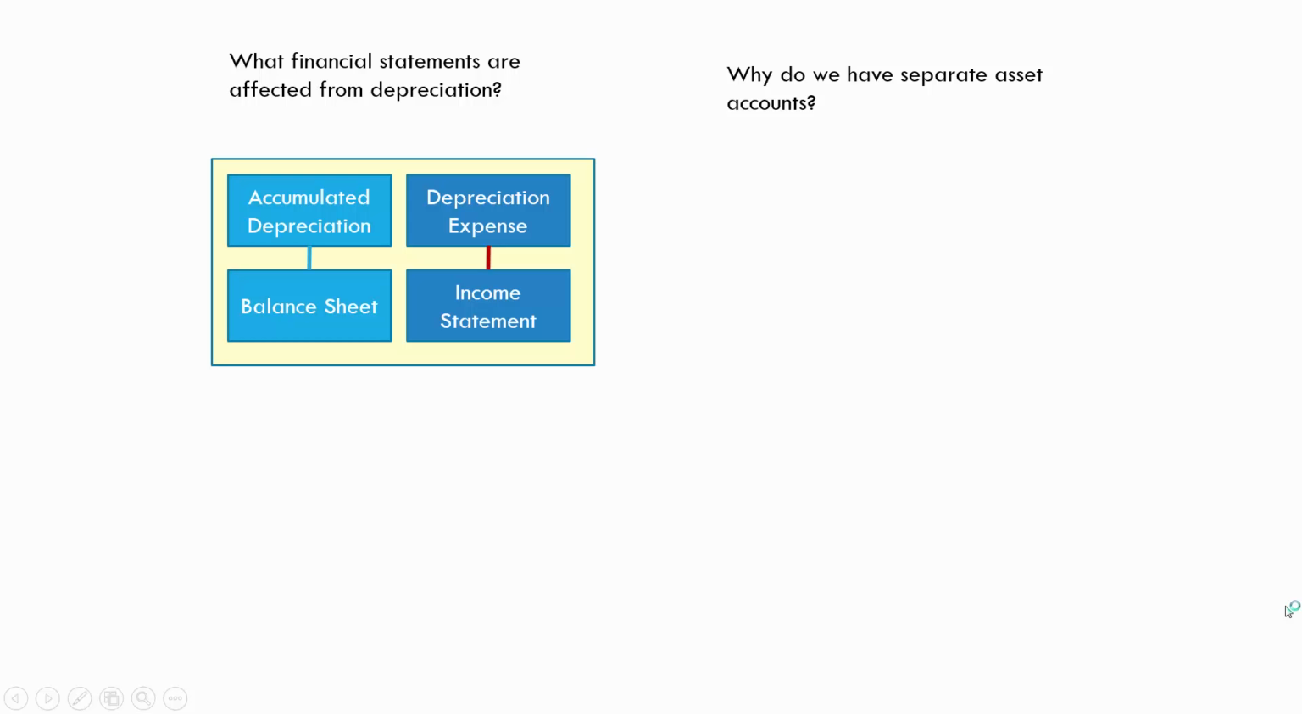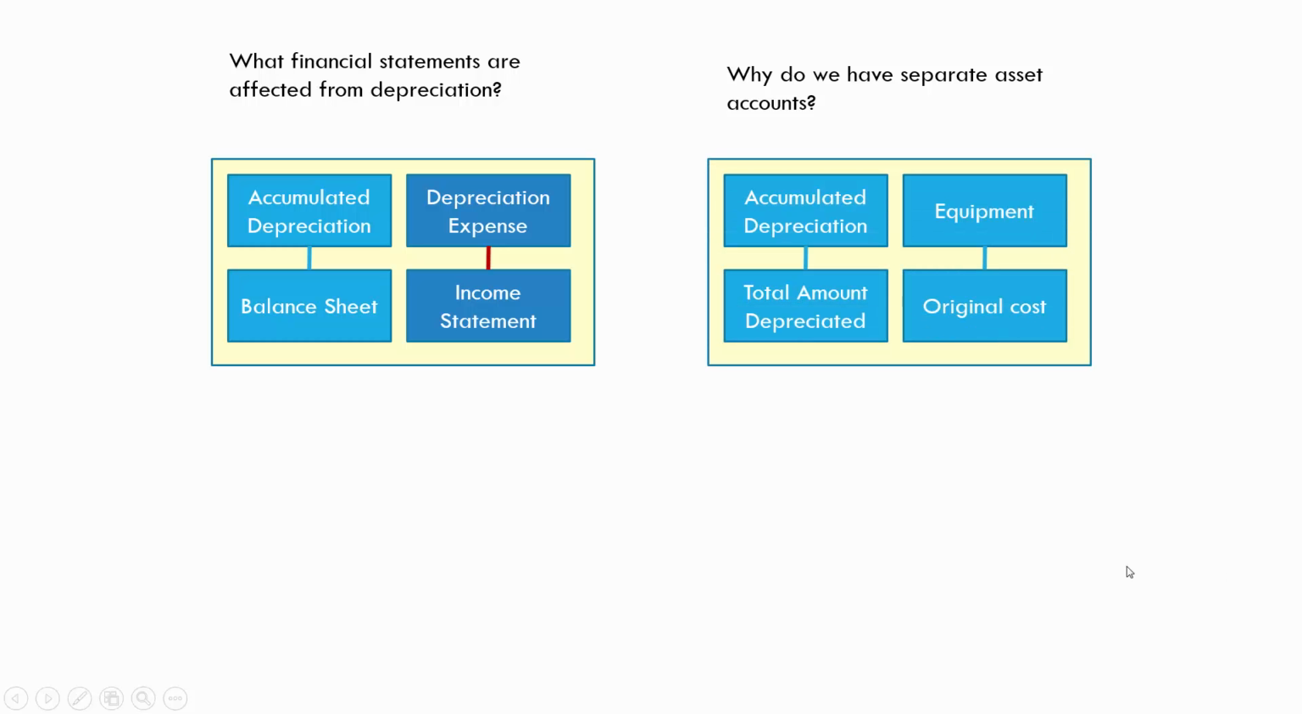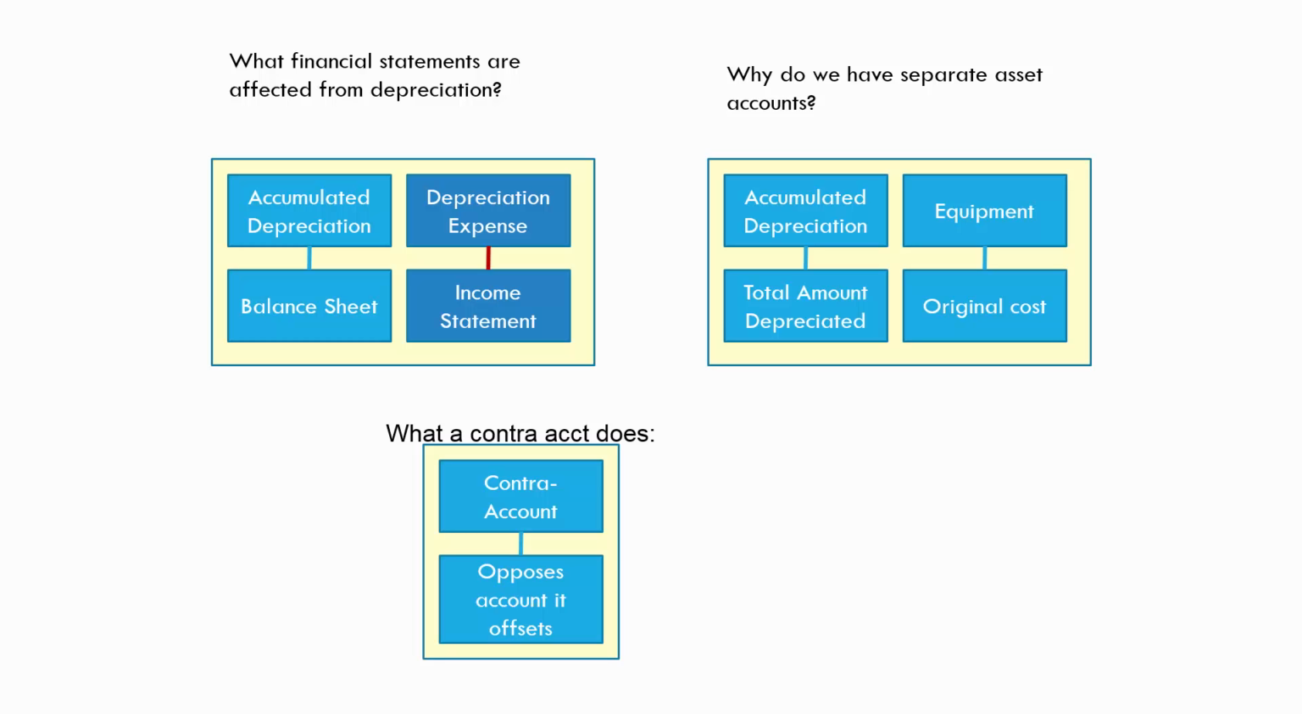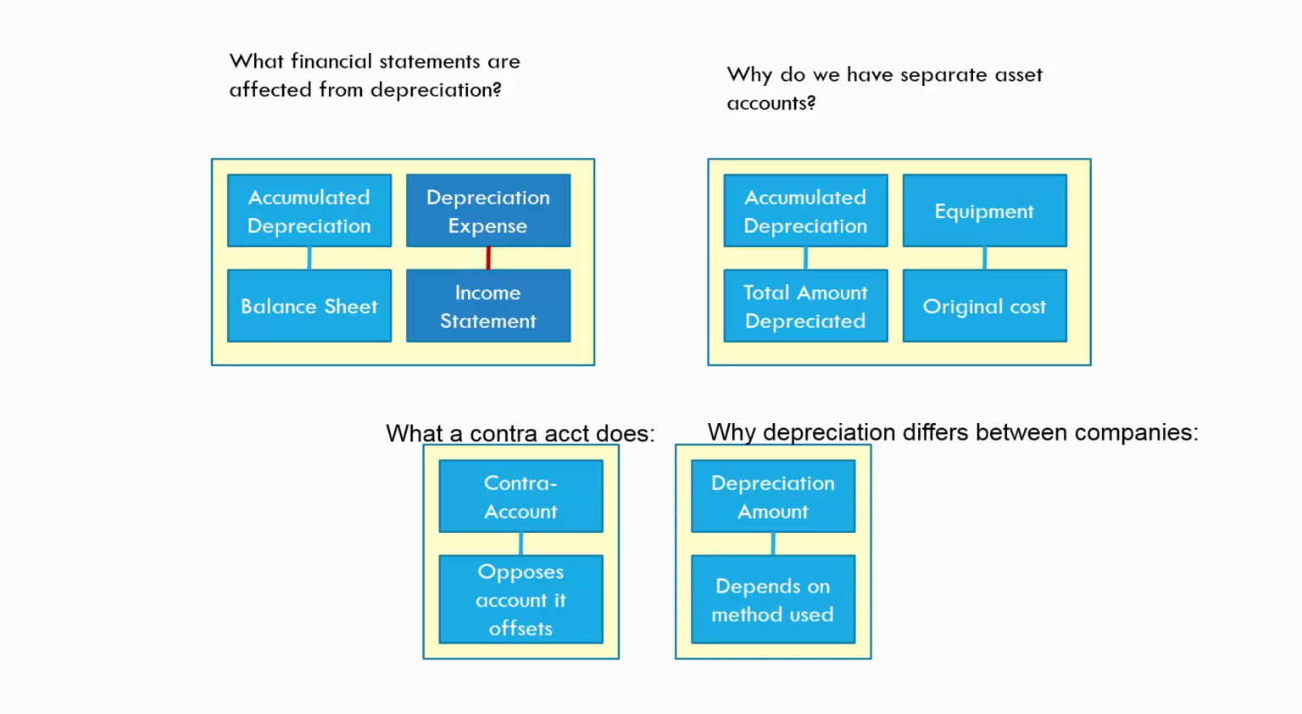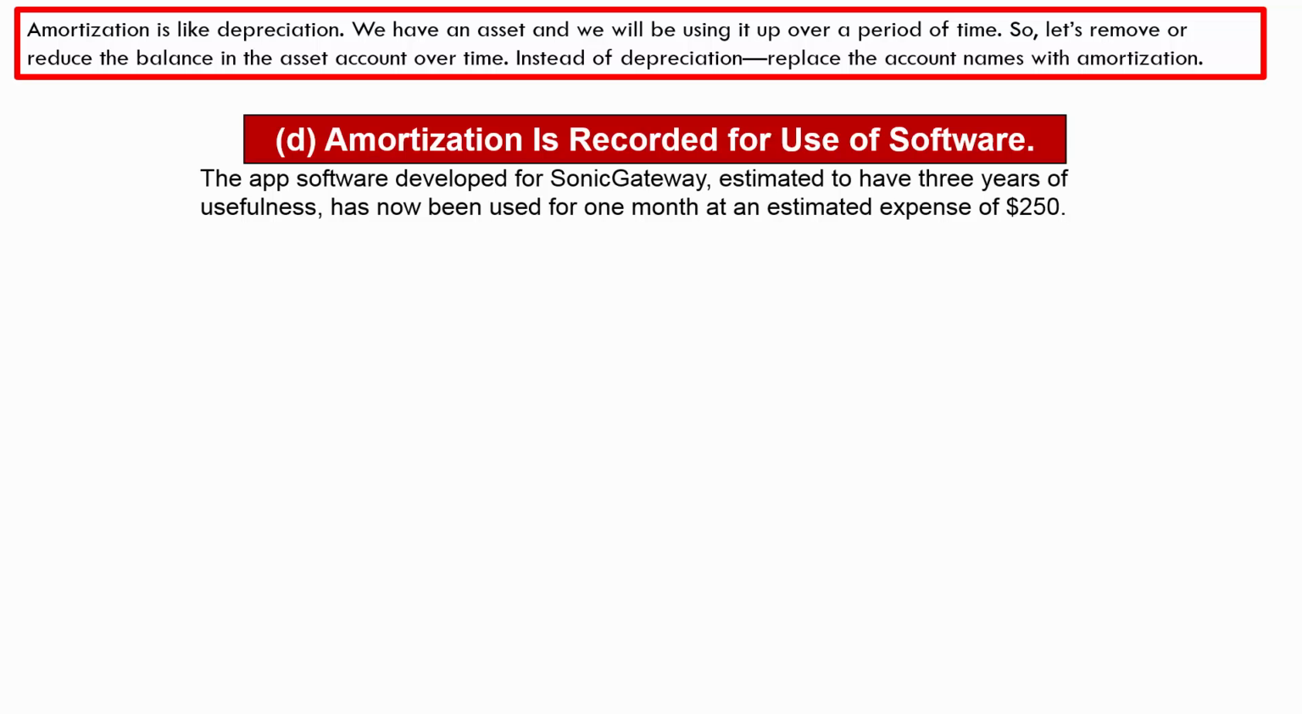We were talking last about depreciation, and we talked about how it affected the balance sheet and the income statement, using these separate accounts, and a new account which we introduced was a contra account. We also talked about how the depreciation methods would differ between companies. We have something quite similar to that in this PowerPoint that I want to discuss, and that is amortization.